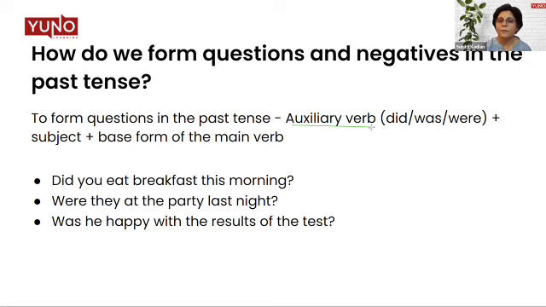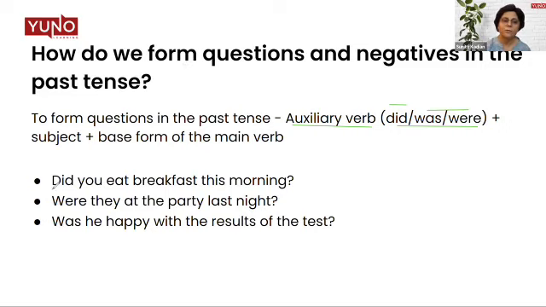Auxiliary verbs. In the past, we are talking about the past. So in the past, did can be used, was or were. So did is the form of the verb do, and was and were are the past forms of the verb be. So first you use any of these, then you put the subject, then you put the base form of the main verb.